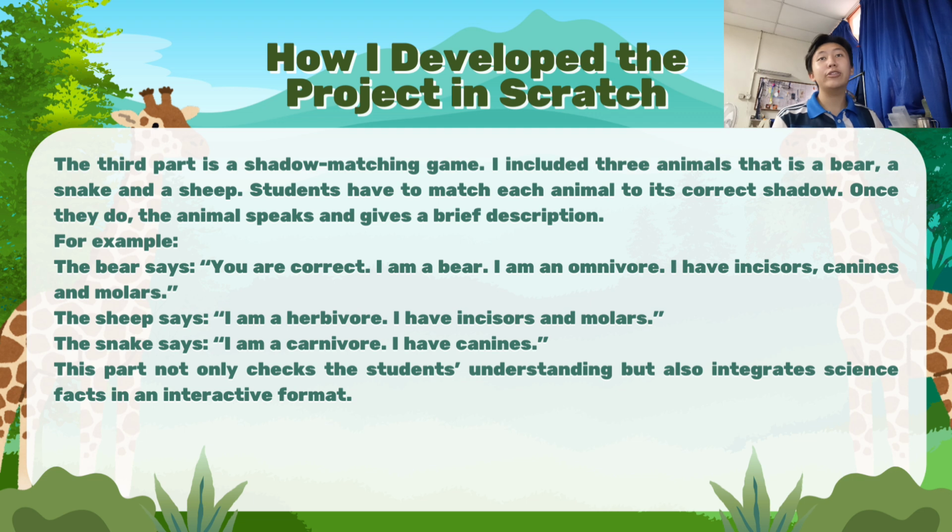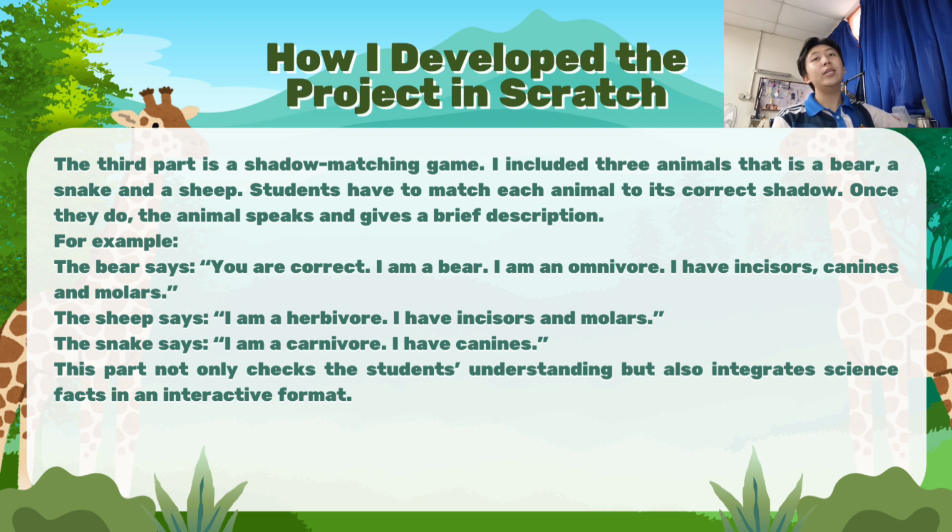The third part, also the last part, is the shadow matching game. I included three animals: a bear, a snake, and a sheep. Why did I put these three animals? They are different because each one is different in its diet. The bear is an omnivore, the snake is a carnivore, and the sheep is a herbivore.